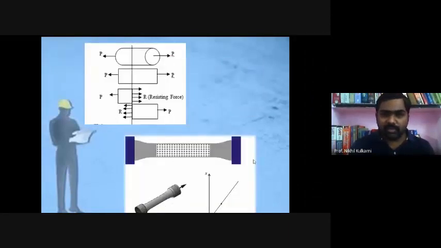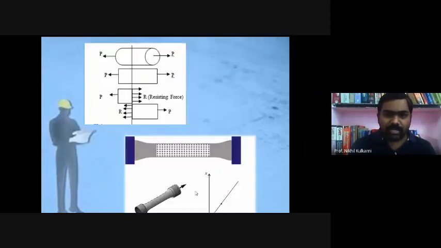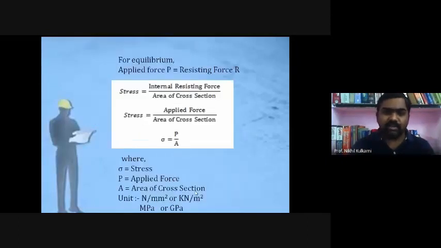There is also one image showing internally how the molecules are connected with each other when they are stretched. So what happened then? Once we stretched that, the molecules also get stretched, the molecules get a little bit spread. So that is the internal resistance offered.